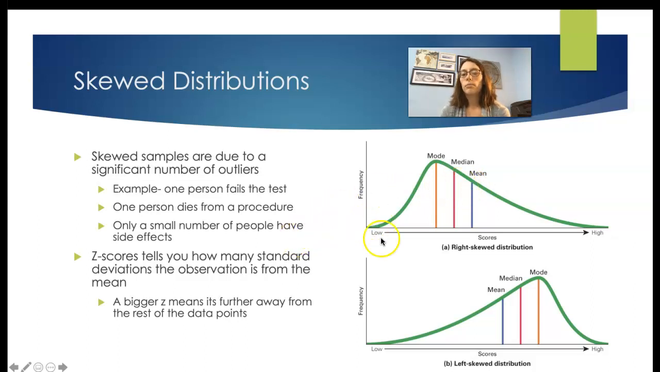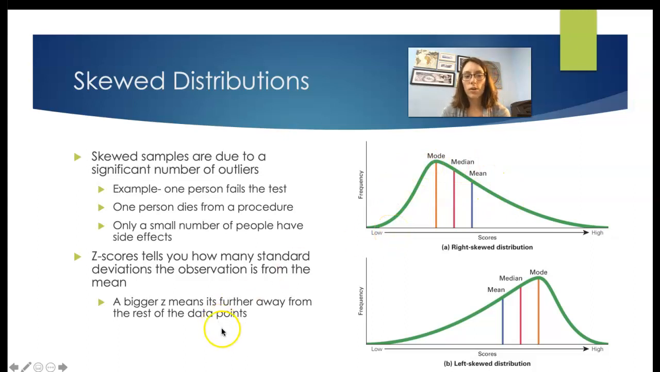For example, one person died from a procedure. Okay, or actually this would be up here. So if the risk level of a procedure is that one person died, that's a high risk versus most people who didn't. So we have a skewed plan here.